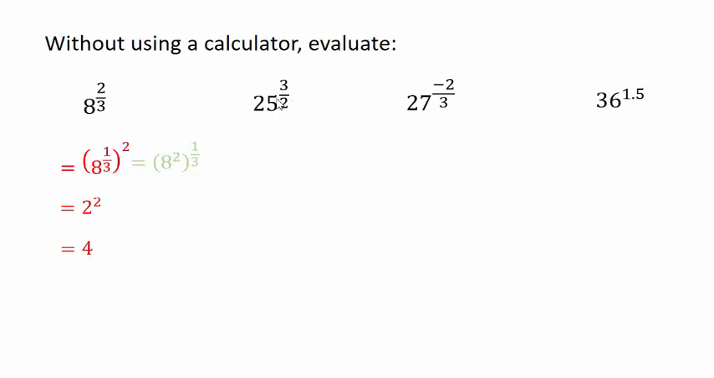So here I could go 25 to the power of 3 to the power of a half, or more logically, I'd go 25 to the power of a half to the 3. Because I don't know what 25 cubed is, but I do know that 25 to the half, the square root of 25, is 5. So we've got 5 cubed, and then I can quickly do 5 times 5, 25 times 5, 125.